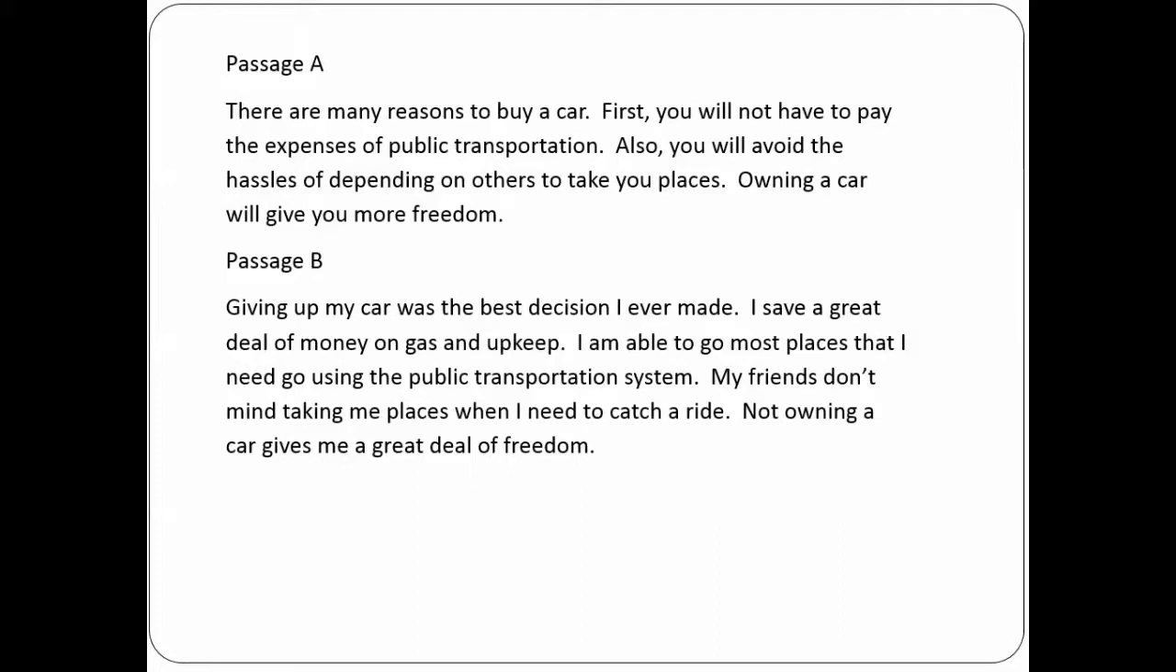Passage B. Giving up my car was the best decision I ever made. I save a great deal of money on gas and upkeep. I am able to go most places that I need to go using the public transportation system. My friends don't mind taking me places when I need to catch a ride. Not owning a car gives me a great deal of freedom.